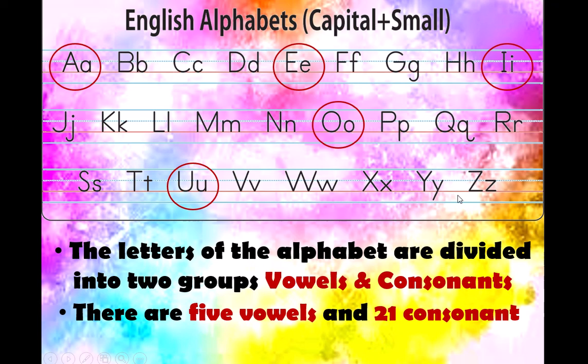So now you know we have 5 vowels in the English alphabet and 21 consonants. How many vowels do we have? 5 vowels, and these are A, E, I, O and U. And we have 21 consonants. Okay? And you all have to write these vowels and consonants in your copy.